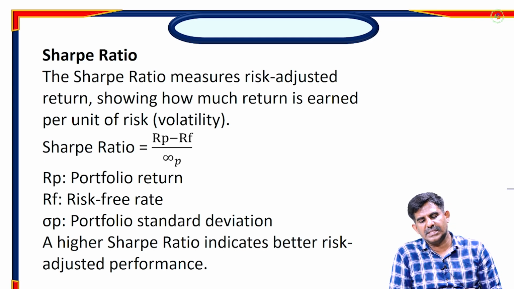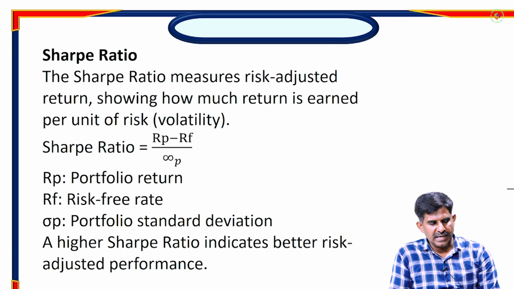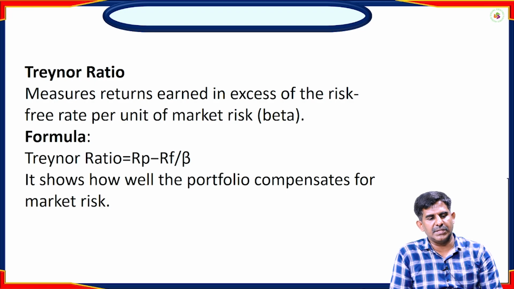So when you calculate the Sharpe ratio with this formula, and if the Sharpe ratio comes out to be higher, then we say that it's better performance. It's showing better performance. Okay, so that is what we can understand when you calculate the Sharpe ratio.